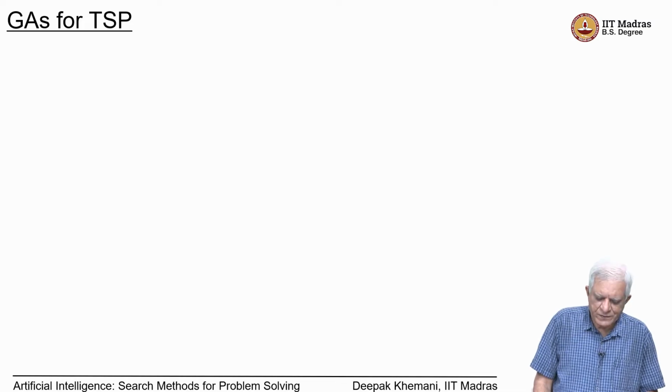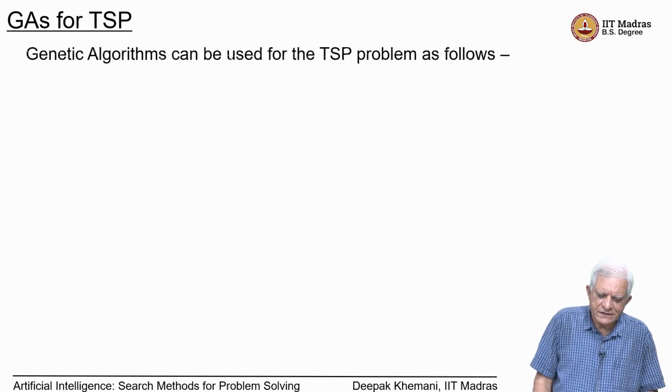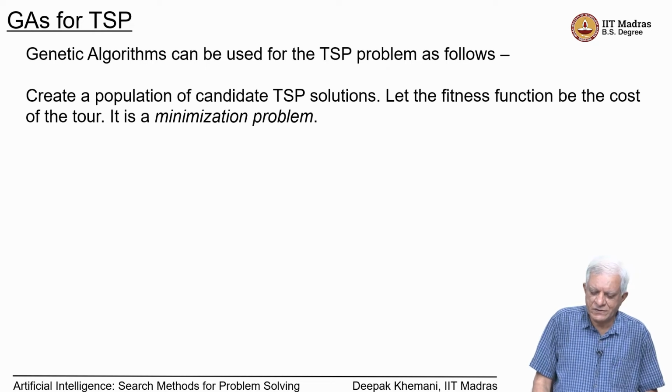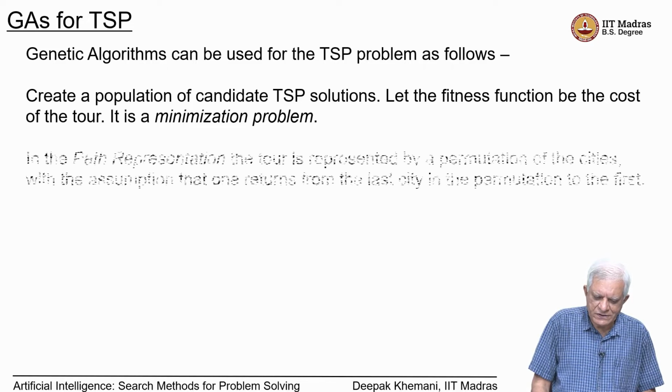So, let us begin with looking at it from a simple perspective first. We can use GAs to solve TSP as follows: create a population of candidate TSP solutions and let the fitness function be the cost of the tour. So, this will be a minimization problem because we want the lowest cost tour.